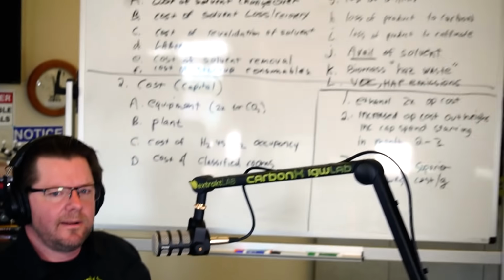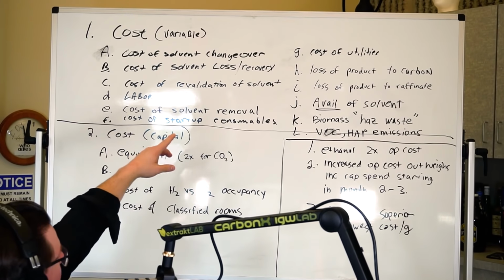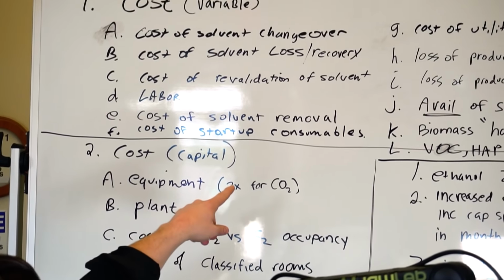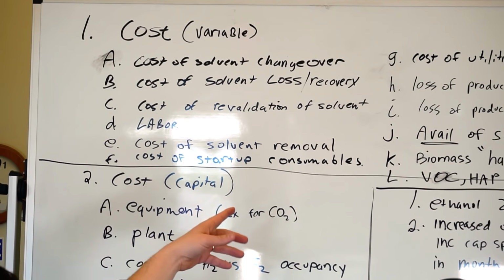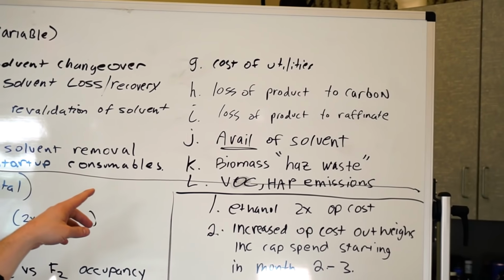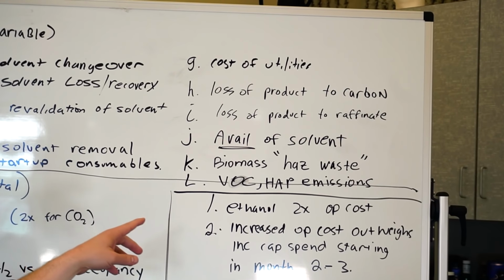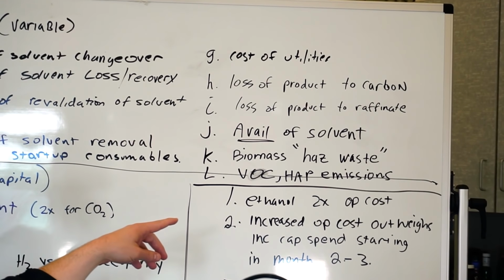So I did a quick bullet point list, and it's up on the board here if you want to focus up on that. So these are the variable costs. You have the cost of solvent changeover, the cost of solvent loss, the cost of revalidation of the solvent. You have labor, the cost of solvent removal, and the cost of startup consumables, in other words, how much it's going to take for you to actually start up your operation. Your cost of utilities, that's the power and all that. Loss of product to carbon, since a lot of people use carbon to clean up their extracts. Loss of product to raffinate, in other words, not getting all the product out.